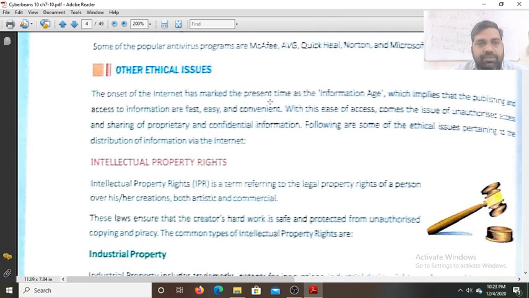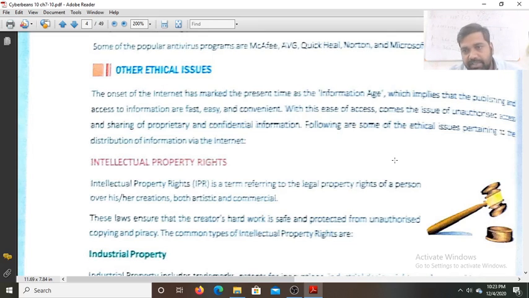Now other ethical issues. The rise of the internet has marked the present time as the information age. With the help of the internet today, we are connected with each other across the world, which implies that publishing and access to information are fast, easy and convenient. With this ease of access comes the issue of unauthorized access. Now everyone can access, so some unauthorized persons can also access your information, and sharing of proprietary and confidential information.